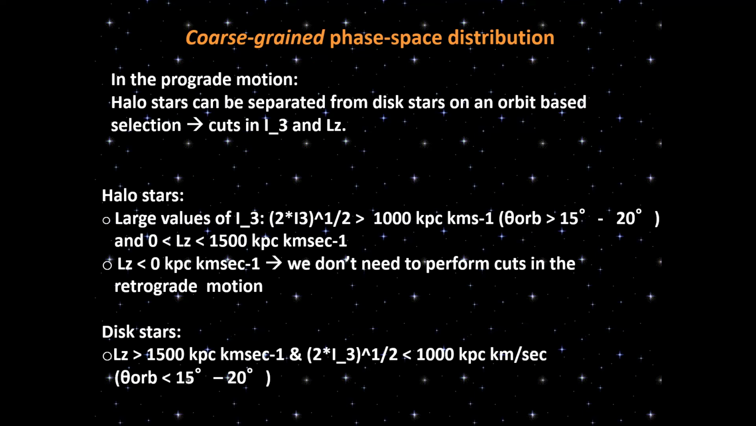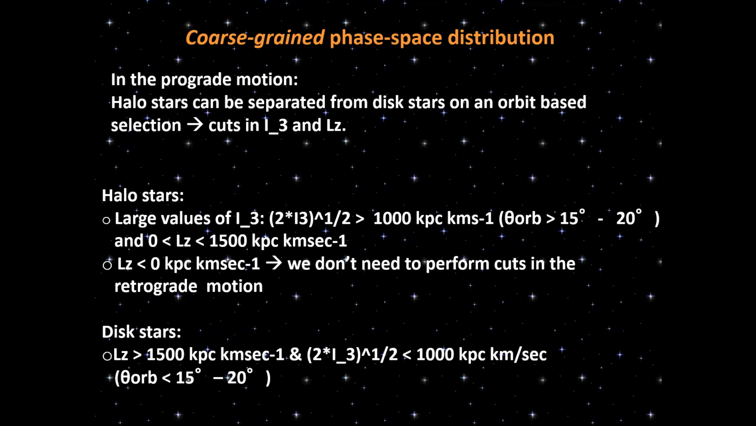That corresponds to an orbital angle greater than 15 to 20 degrees. What is the orbital angle? Basically, during the orbit, this is the angle that the orbit has with respect to the galactic plane. And in this case, this is the maximum orbital angle. So at the same time, if we use this cut and Lz between 0 and 1500, these are basically halo stars.